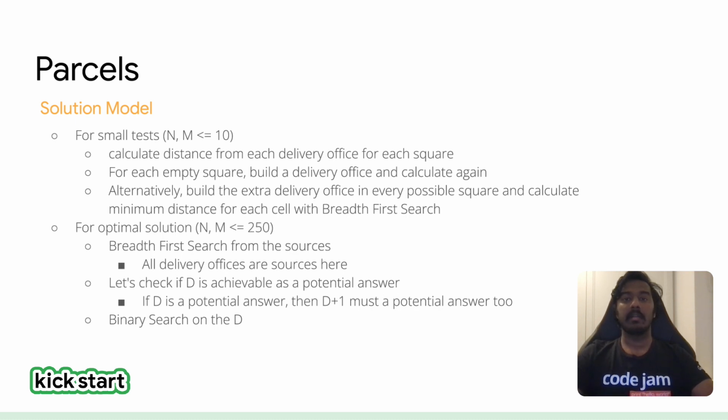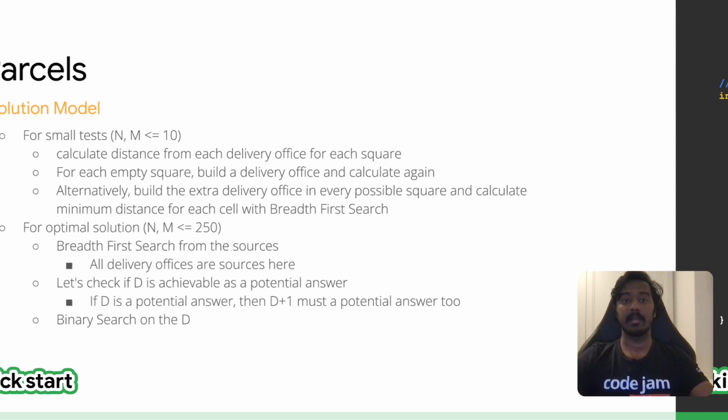We can build another delivery office that could reduce the maximum of these distances, right? Let's try this way. We check whether it's possible to build the extra delivery office in such a way that we can reduce the maximum among these distances to at most d. If we can do that for a particular d, then we can definitely do that for d plus 1 too. So we can do a binary search to find the minimum value where it's possible to build the delivery office to achieve that particular answer.